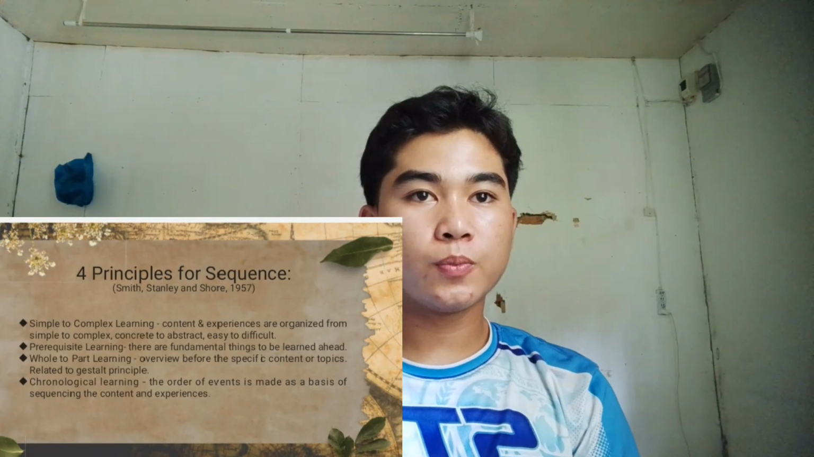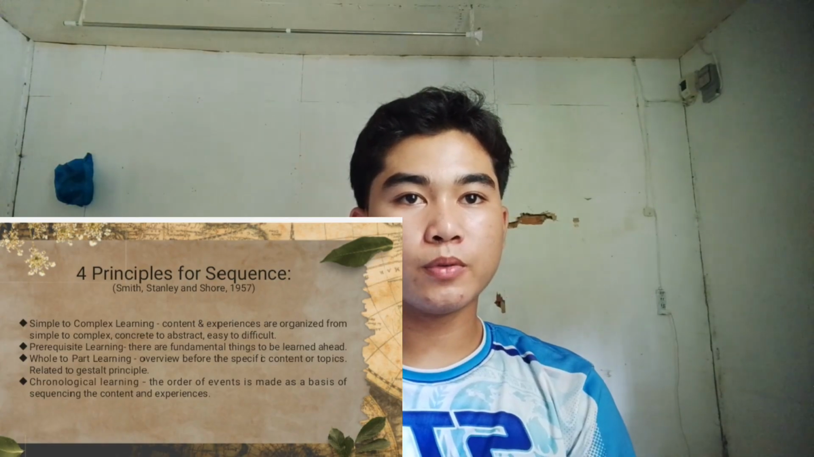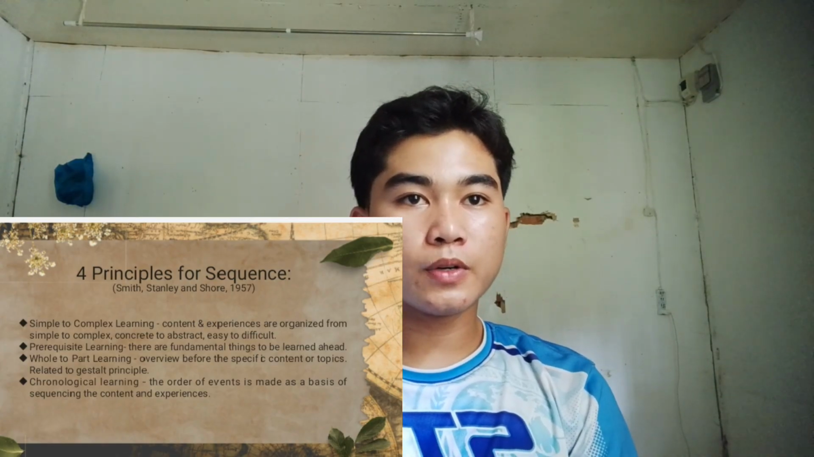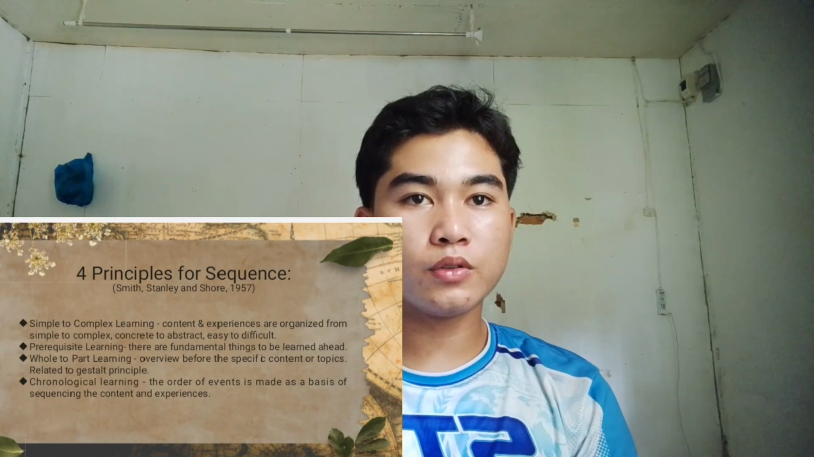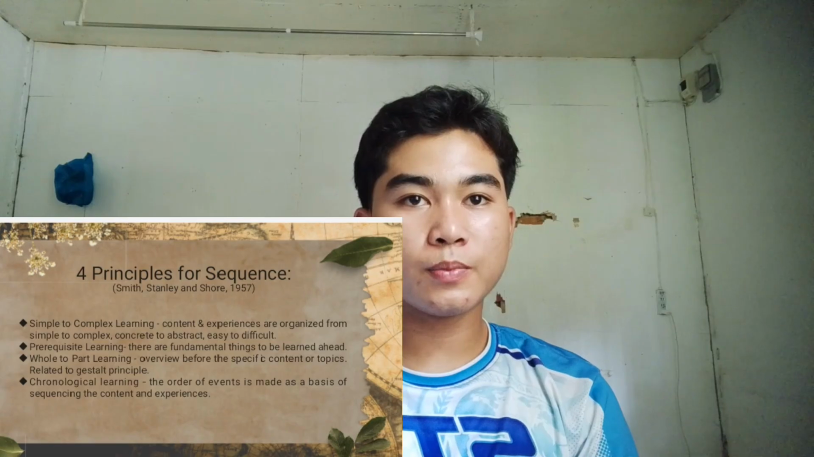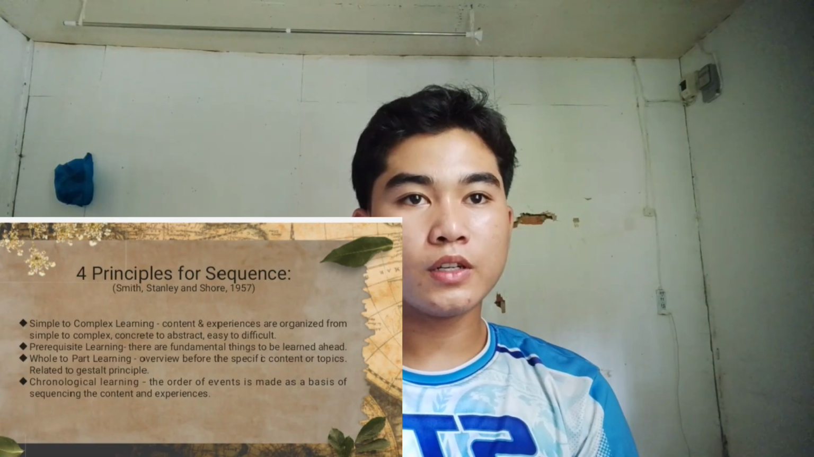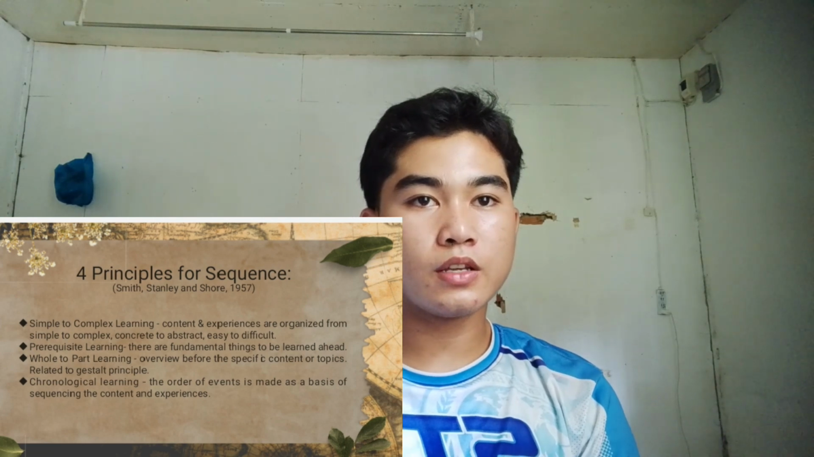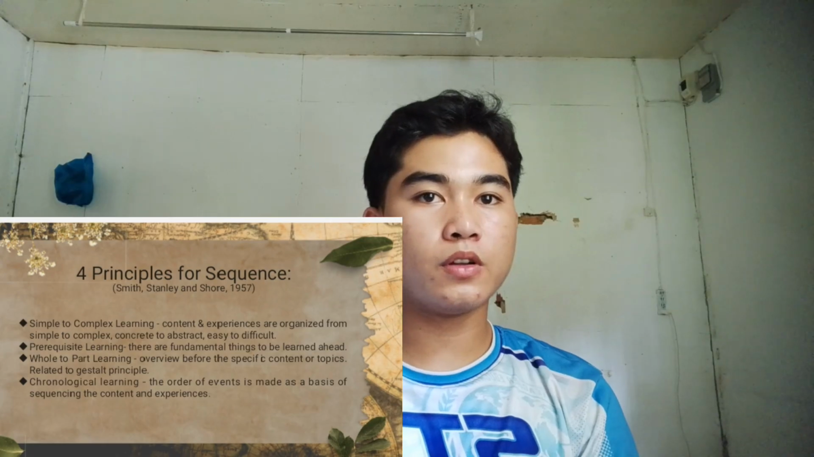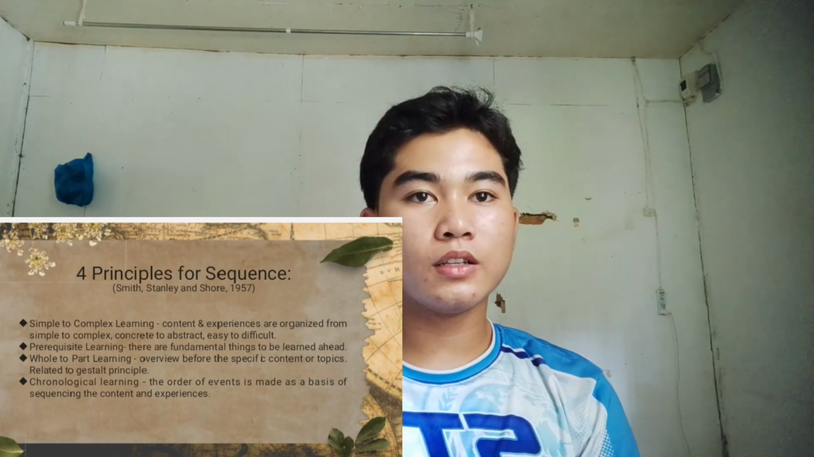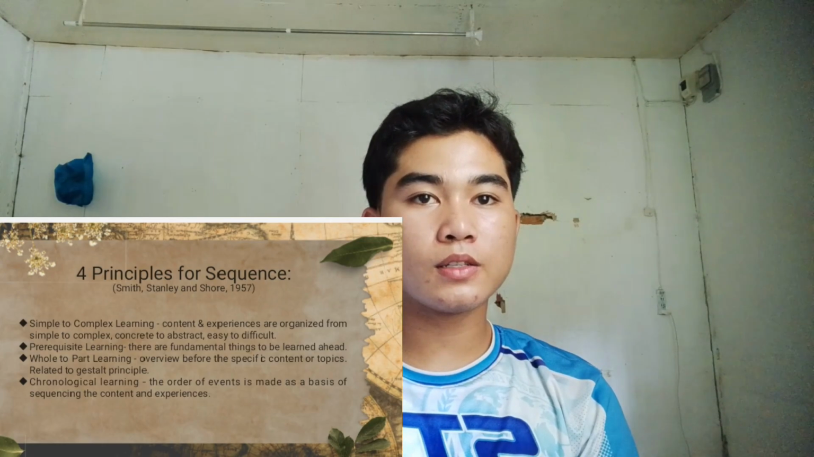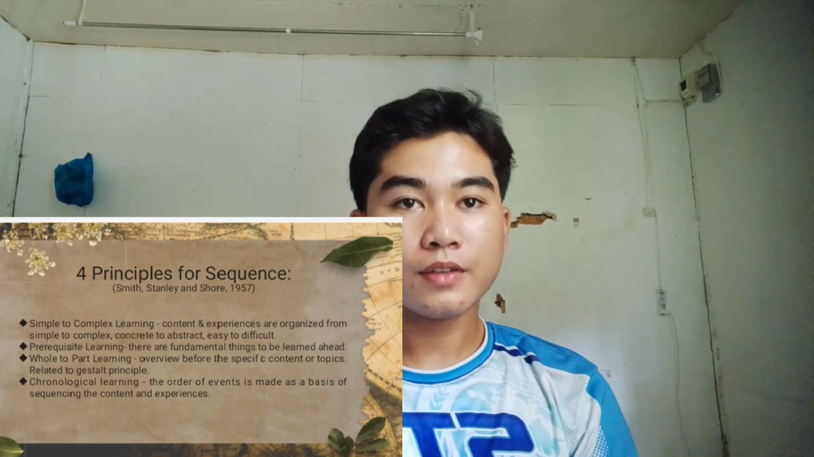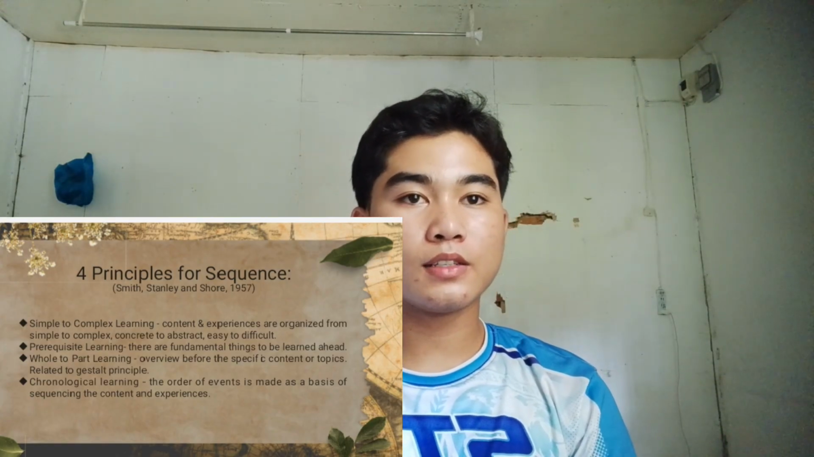So let's proceed to four principles for sequence. First is simple to complex learning. Content and experiences are organized from simple to complex, from concrete to abstract, and from easy to difficult. Second is prerequisite learning. There are fundamental things to be learned ahead. Third is whole to part learning, an overview before the specific content or topics, related to Gestalt principle. And last is chronological learning. The order of events is made as the basis of sequencing the content and experiences.